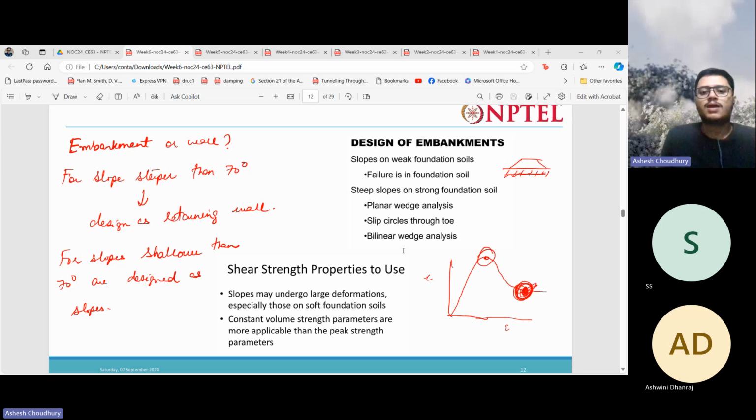Now, one important thing is which shear strength properties you should use. Either use the peak or the residual. Residual means the constant volume. Generally, slopes undergo large deformation, especially those on soft soil. So at the base there is a soft soil, and above that you have an embankment, right? The embankment undergoes large deformation. Due to that, we generally use the constant volume shear strength, the shear strength parameters calculated using this value, instead of the peak.